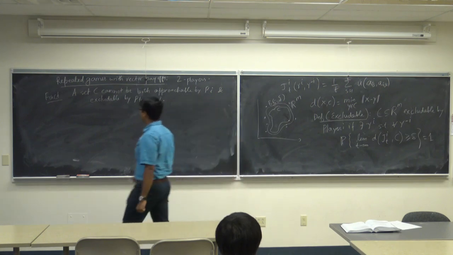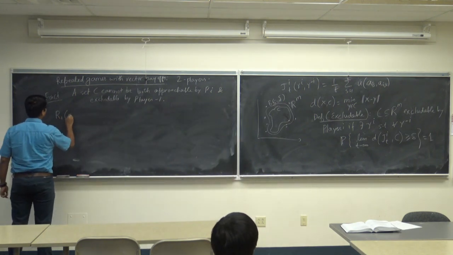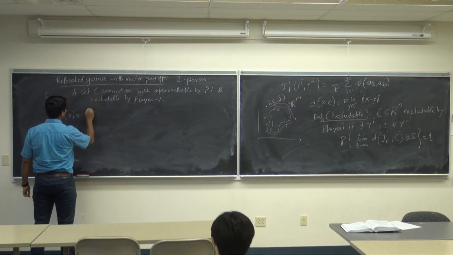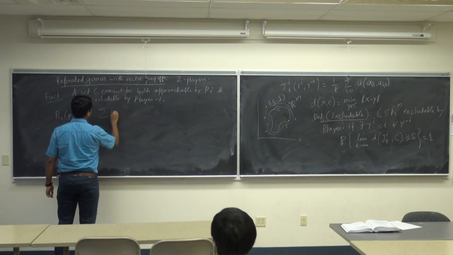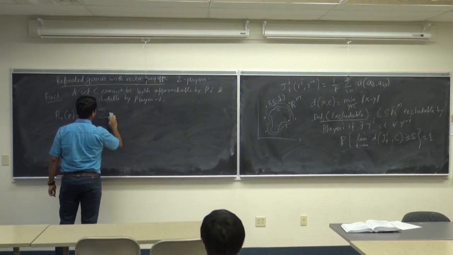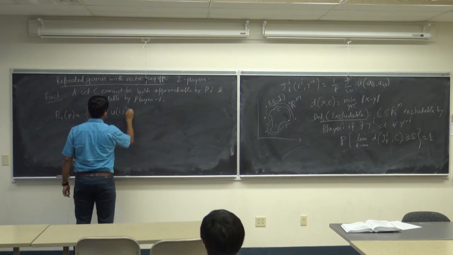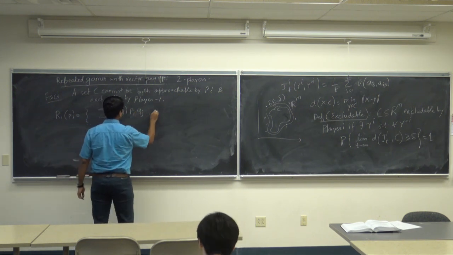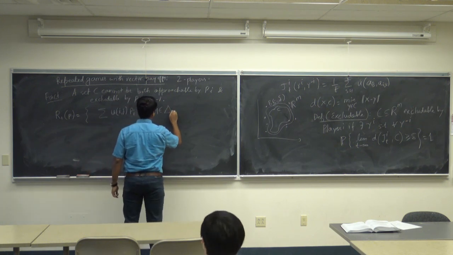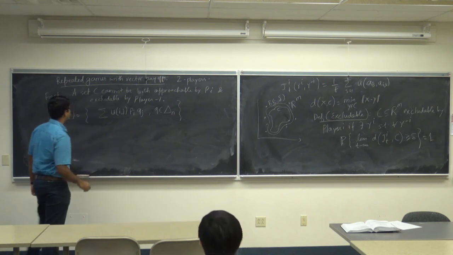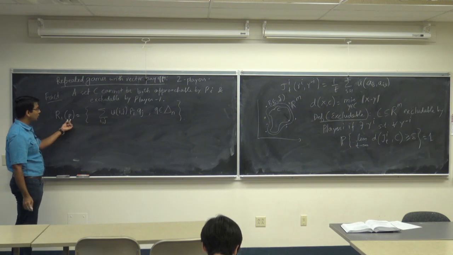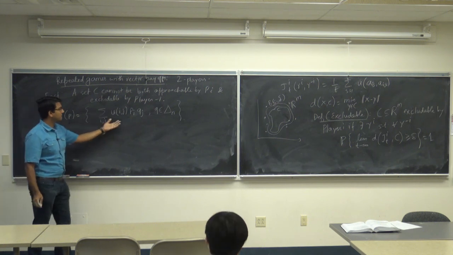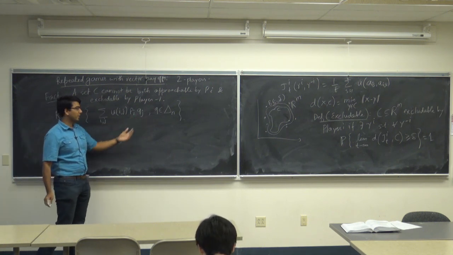So let me define R1 of P, which is the set of vectors, the summation of U of i, j, P_i q_j, for q in delta n. This is the sum over i, j. So if I fix the strategy of player 1 to be P, which is a distribution over its action set, then this is the set of achievable payoffs given any strategy of player 2.